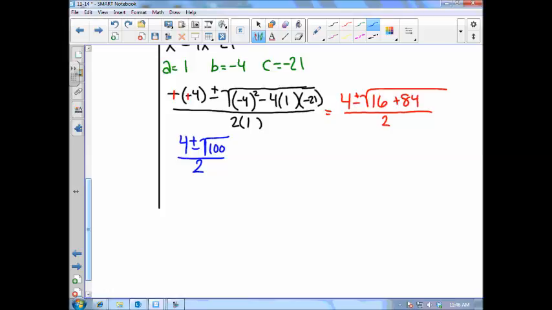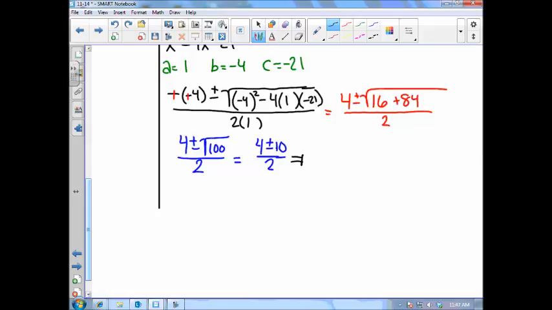Okay, but we're not done because the square root of 100 simplifies, right? Who can tell me what the square root of 100 is? Positive 10 and negative 10. That's why we have the plus and minus. 4 plus and minus 10 over 2. Sometimes my zeros look like 6s. Let's try that again. Okay, so we actually have 2 answers because of the plus and minus.